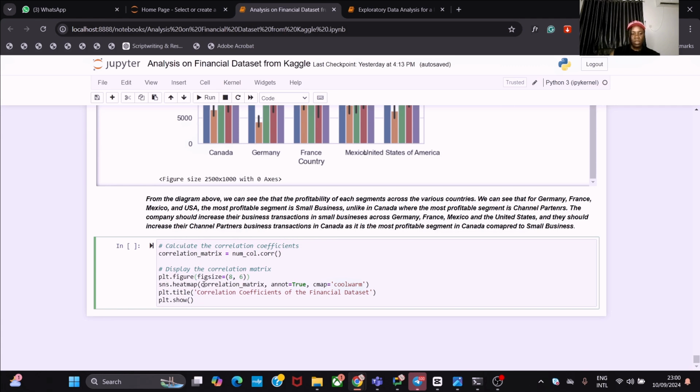So this plt.figure is simply us setting the size of our heat map. Then this is us plotting our heat map. The cmap is just like a color; I will explain that better when we have our heat map displayed. Then plt.title is just us giving it a title, which I called correlation coefficients of the financial data sets. Then plt.show is to show our heat map. All right, so let's just go ahead and run this and see what we get.